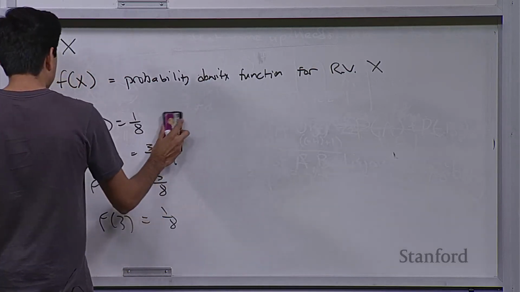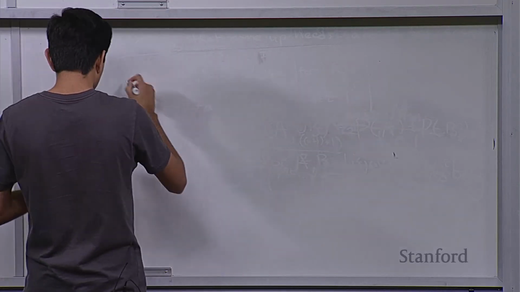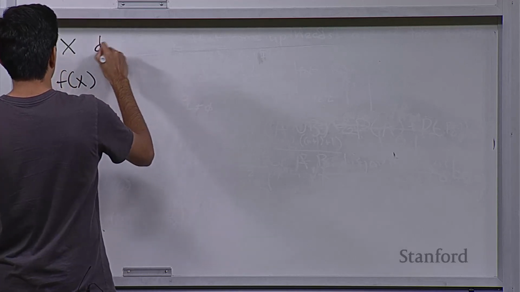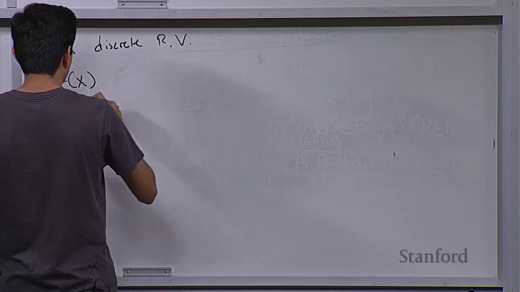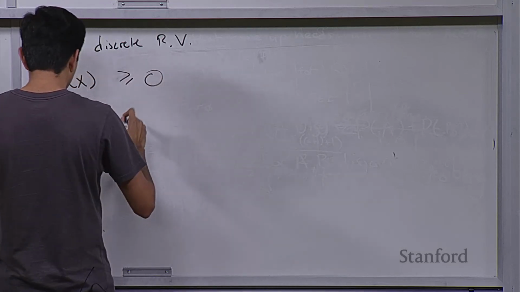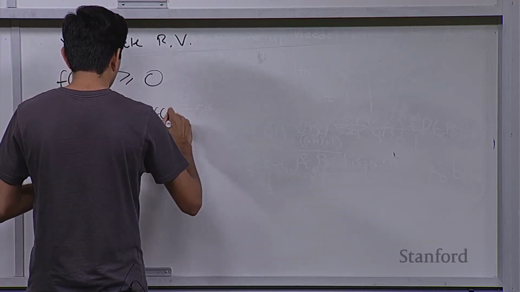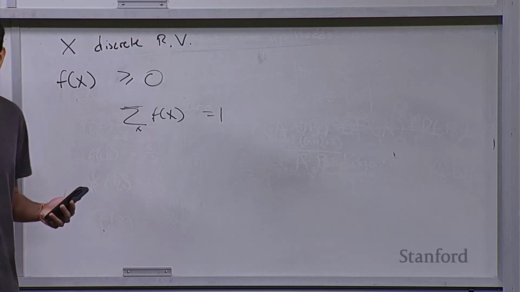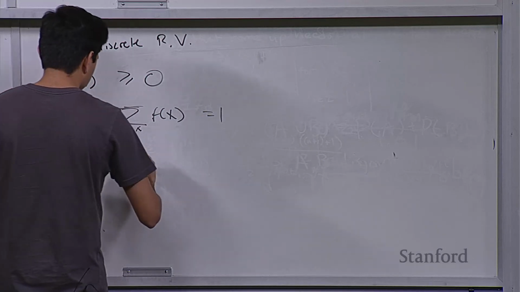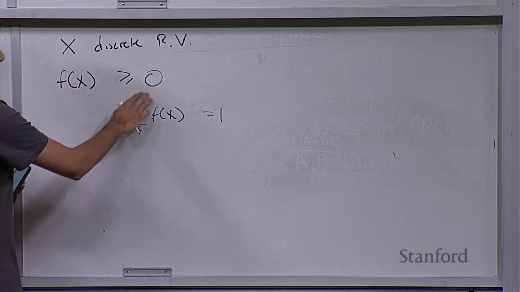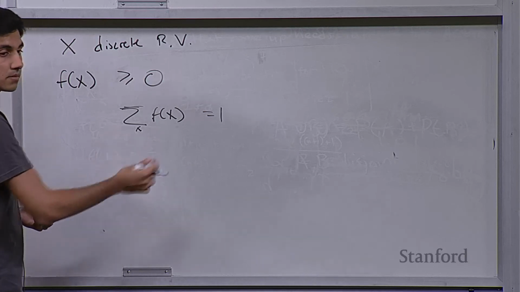A PDF and PMF both must satisfy certain properties. In particular, let's consider X a discrete random variable, then we must have that f(x) is greater than or equal to 0, and that the sum over all possible x of f(x) is 1, because the probability over all possible outcomes must sum to 1. These are the only 2 real conditions. You can't have a probability that's negative, and if you sum over the probabilities of all of the outcomes that X might take, the probabilities must sum to 1.